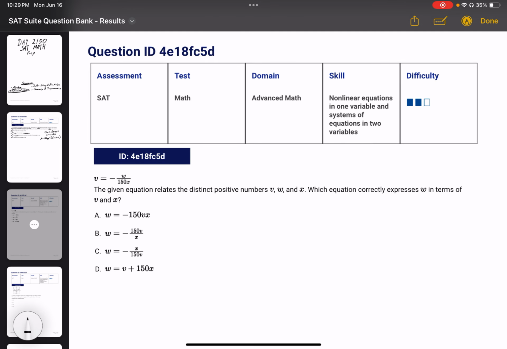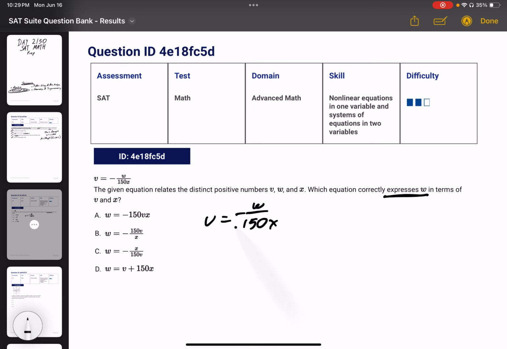Looking at our next problem. So we have this equation. The given equation relates the distinct positive numbers v, w, and x. Which equation correctly expresses w in terms of v and x? So whenever it says expresses w, you want to find that variable and move it to set the equation equal to that variable. So for example here, I'm going to write out the equation again because remember that you guys are taking this online and you're not going to have the ability to write on the screen. You're going to have to do it all on paper if you need work.